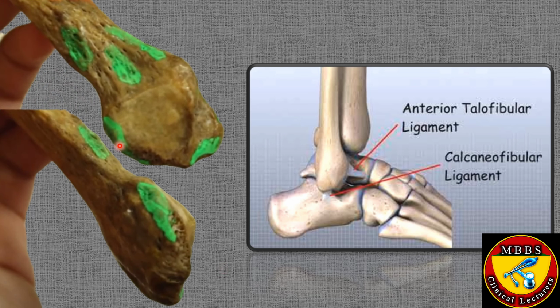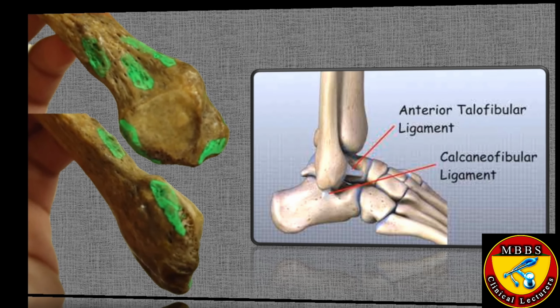Yes, this is the anterior talofibular ligament, this one, and this one, and this is the calcaneofibular ligament inferiorly. This is the inferior part, and this is the calcaneofibular ligament. This is the anterior tibiofibular ligament, posterior tibiofibular ligament, interosseous tibiofibular ligament, anterior talofibular ligament, and calcaneofibular ligament. So these are the important ligaments which are attached at the lower end of the fibula.